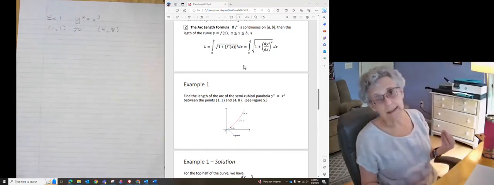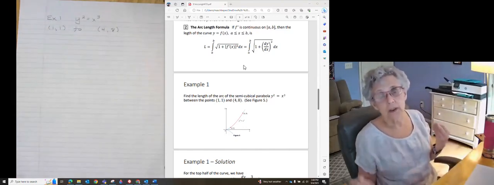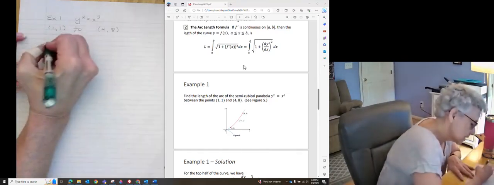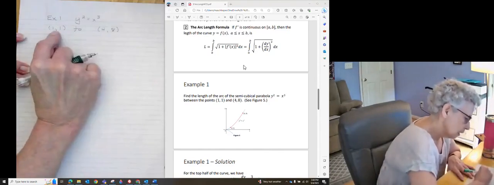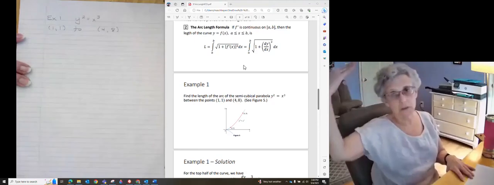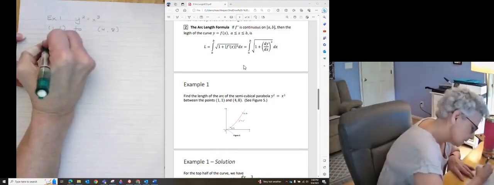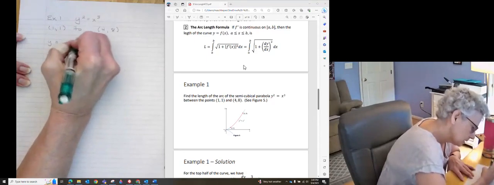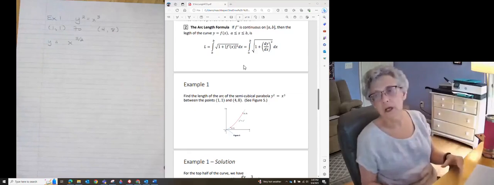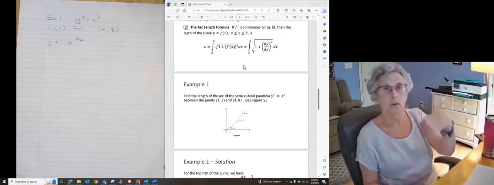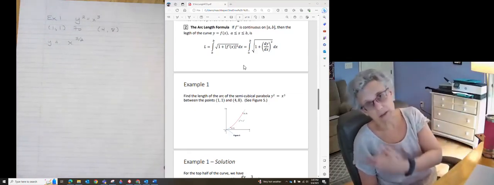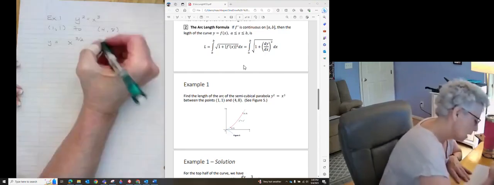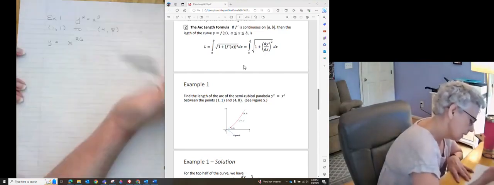So first thing I need is the derivative of y with respect to x. So I need to have a function of x. And from (1, 1) to (4, 8), that means we're above the x-axis. So y is equal to x to the 3/2. The piece below would be y equals the negative of x to the 3/2, because it's on both sides of the x-axis. But we're on the part that lives above.